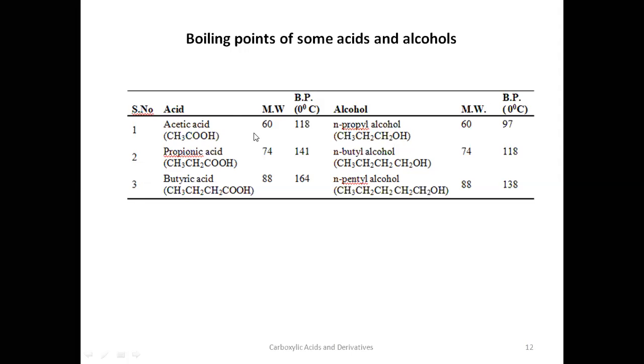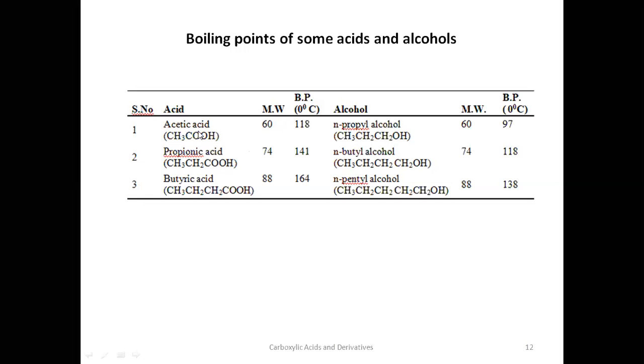Whenever you compare boiling points, what we have to keep in mind is you have to compare molecules of the same molecular weight. Suppose I am taking acetic acid, the molecular weight of acetic acid is 60. Which alcohol do I have to take? I have to choose an alcohol with a molecular weight of 60. Then only can I compare the boiling point. Molecular weight should be the same. For molecular weight 60, I have to choose N-propyl alcohol. Isopropyl alcohol is also fine. Here we have given the example of N-propyl alcohol.